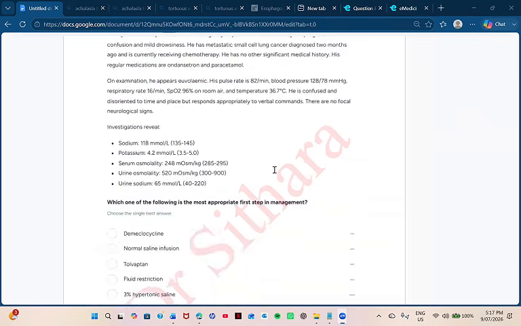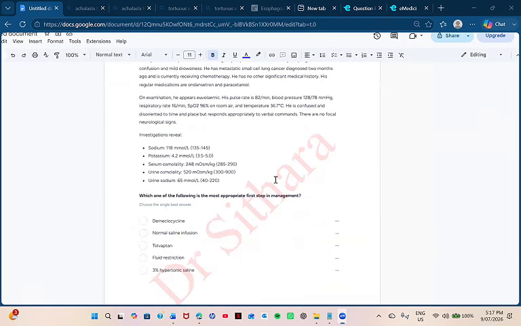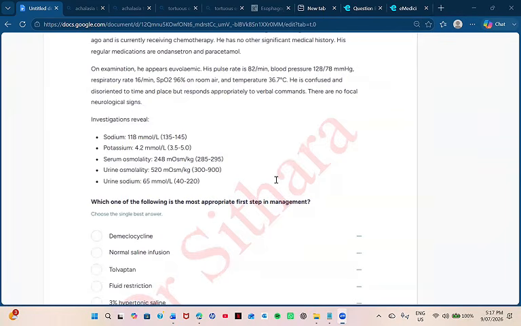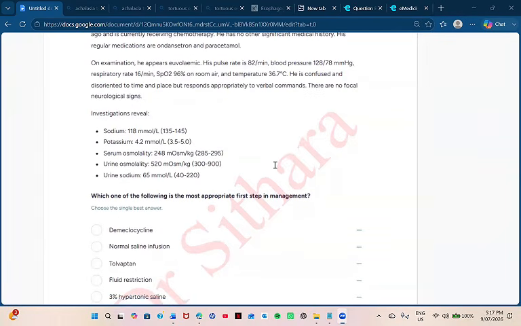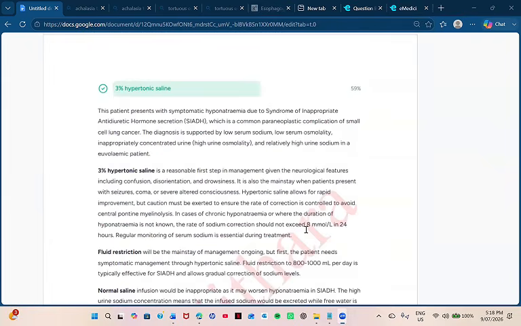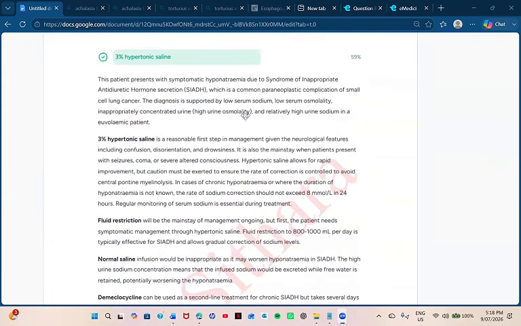They're asking which one of the following is most appropriate first line management. Now tell me, the patient is confused and disorientated, and the sodium level is less than 120. So in that case, what you need to give is 3% hypertonic saline, right? The patient presents with symptomatic hyponatremia due to the syndrome of inappropriate antidiuretic hormone secretion.